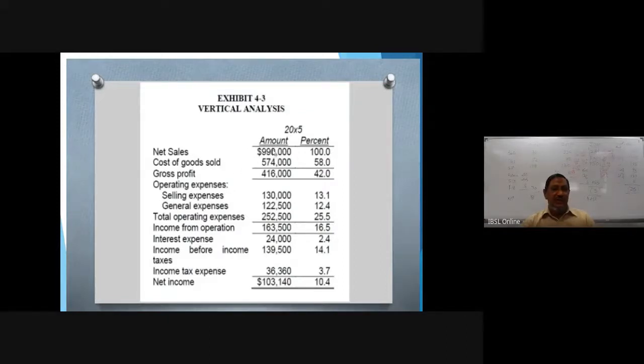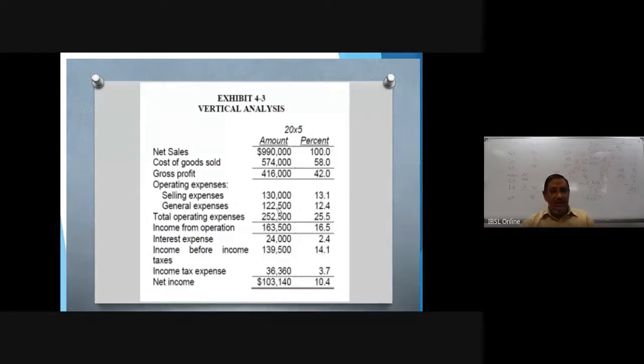Right? That means for 990, what percentage is the cost of goods sold? That is 58%. Similarly, what is the gross profit? 416. Percentage to the sales is 42%. You see, now if you add these two, it's telling the 100%. Now 42% is the gross profit. From there onward, we are going down the line for other expenses. The selling expenses 130. 130 to the sales is 13%. 130 over 990 is 13.1%.